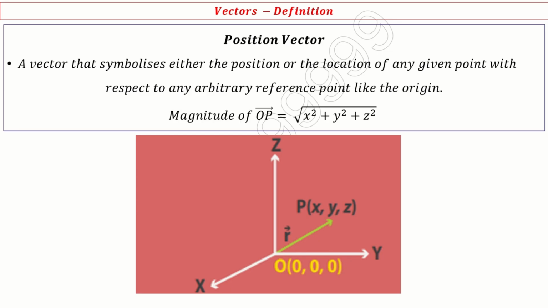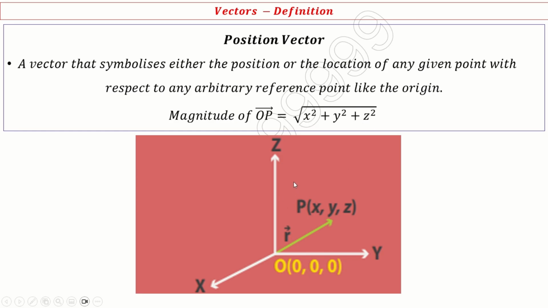So the magnitude of OP, where O is the initial point and P is the terminal point. The magnitude of OP bar, since the other point is 0, is the square root of (x minus 0) square plus (y minus 0) square plus (z minus 0) square, the sum of all three. That is the square root of x square plus y square plus z square.